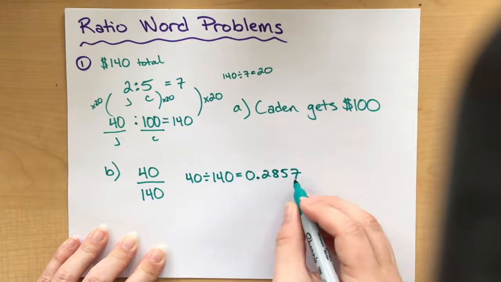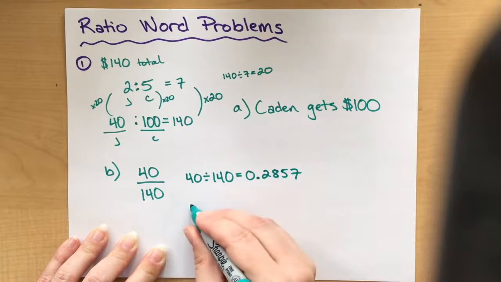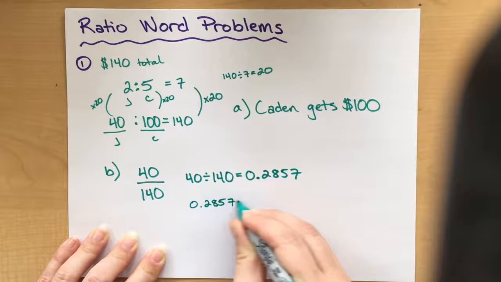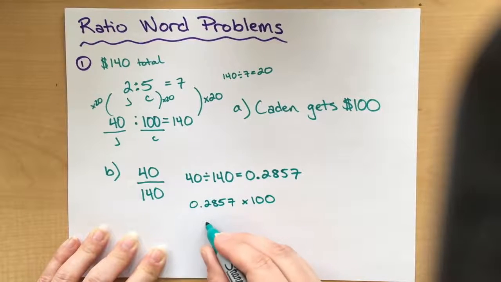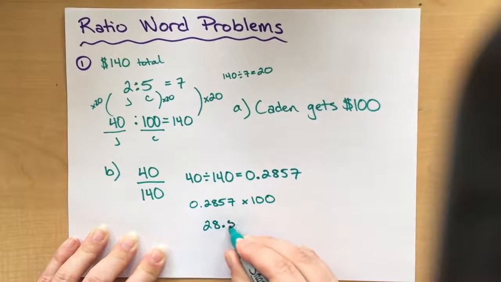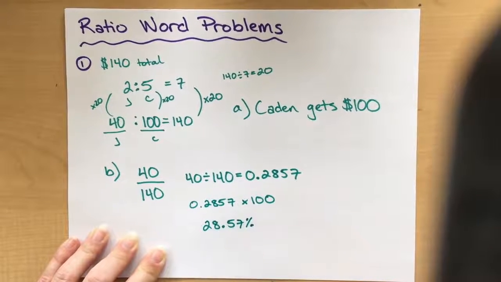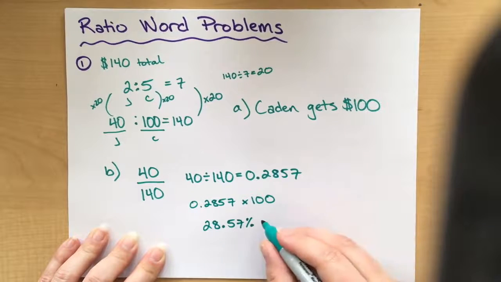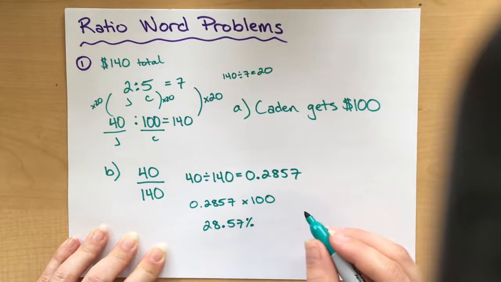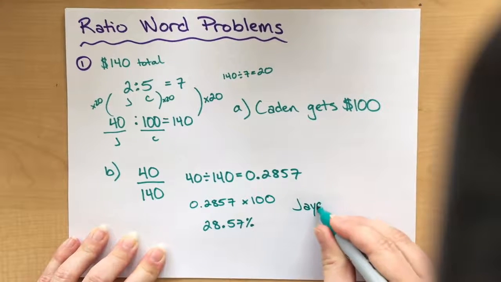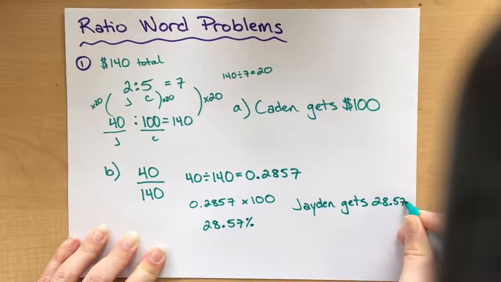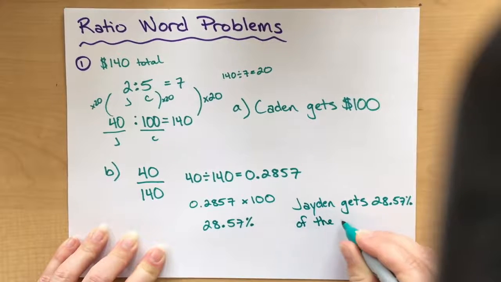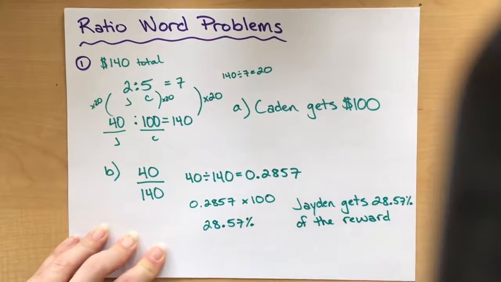Okay, and then to create a percentage from a decimal, we take that decimal and we multiply it by 100. So the decimal place moves 2 spots, and our percentage becomes 28.57%. Okay, if you had 28 exactly, or if you rounded it to 29, that's close enough. You're on the right track with that. So the question was asking what percentage of the reward does Jaden get? So Jaden gets 28.57% of the reward. So that would be for number 1.